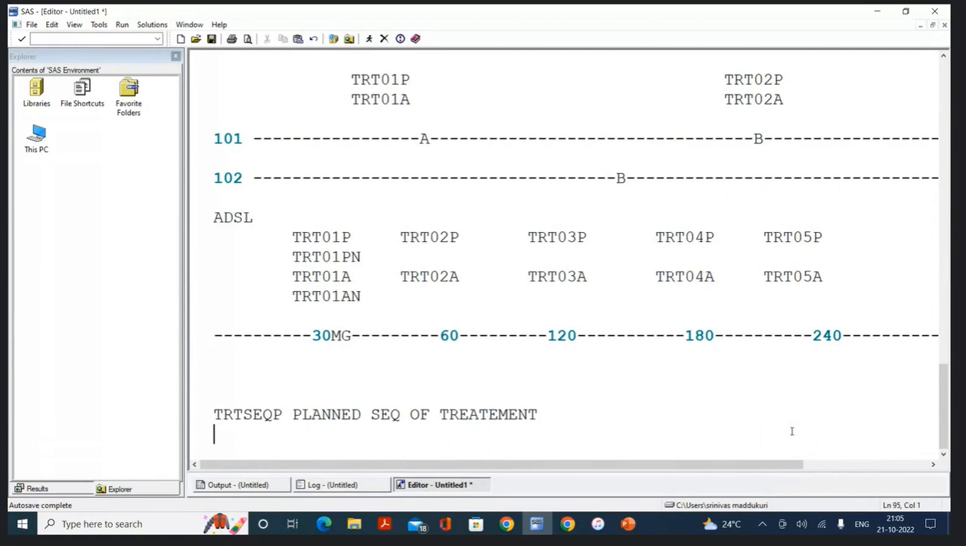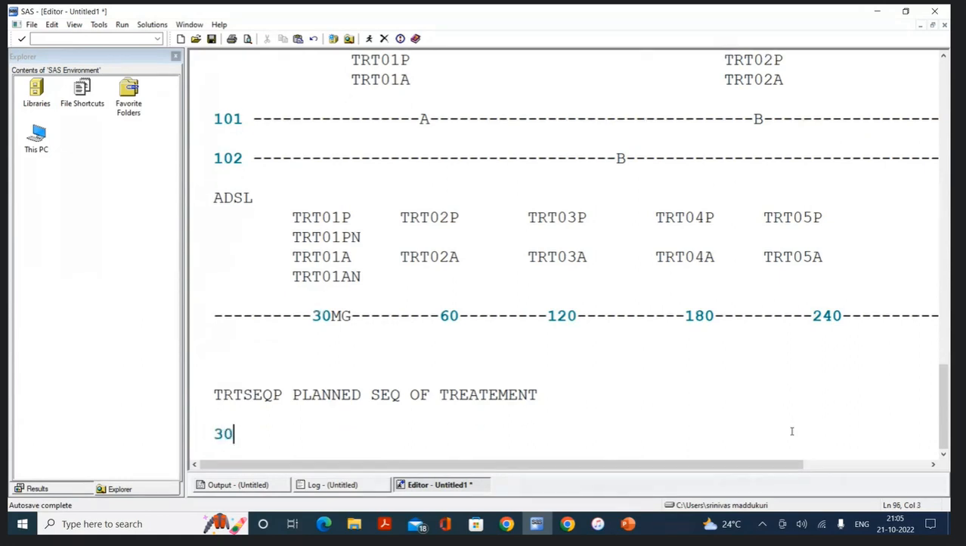Now tell me, in the above example, first what is the treatment I want to give for 101? 30 mg, then 60, then 120, then 180, 240. Now if he asks you the treatment, I'm going to concatenate all the treatments. So I'm going to write 30-, 60-, 120-, 180-. This is the sequence of treatment. This is the planned sequence of treatment.